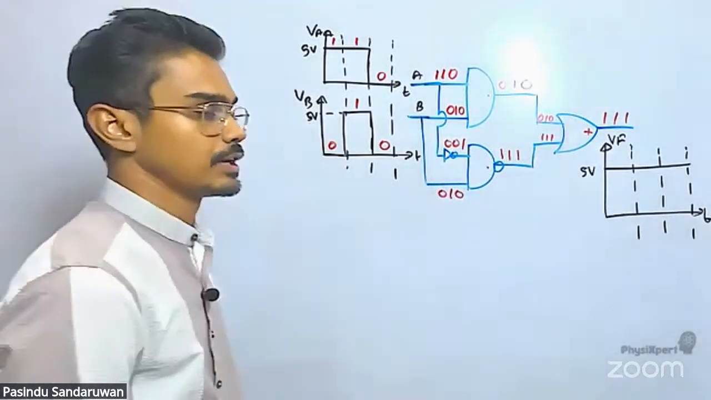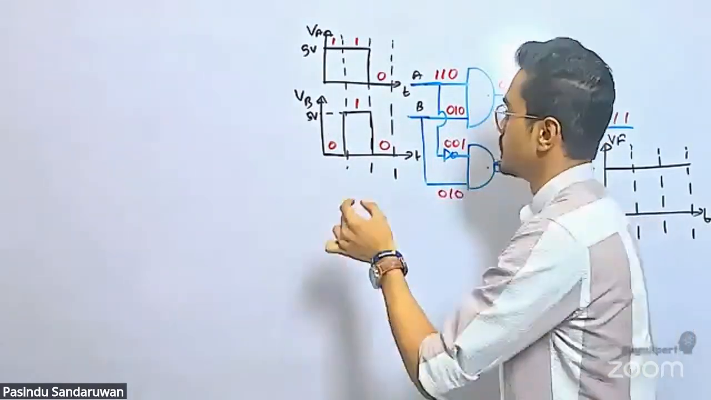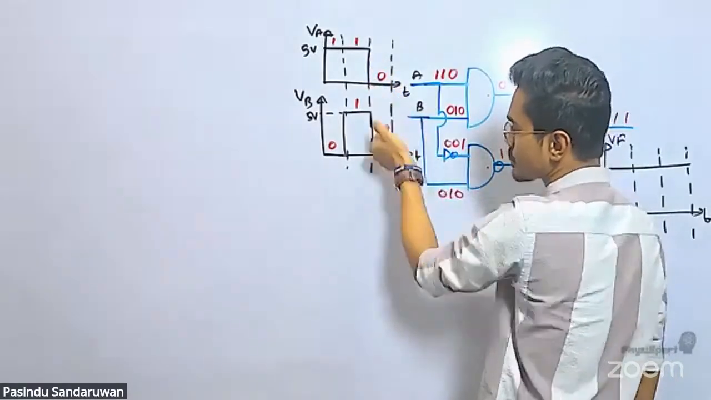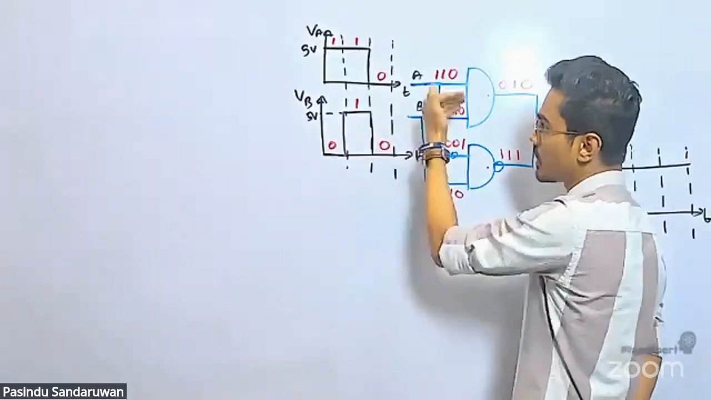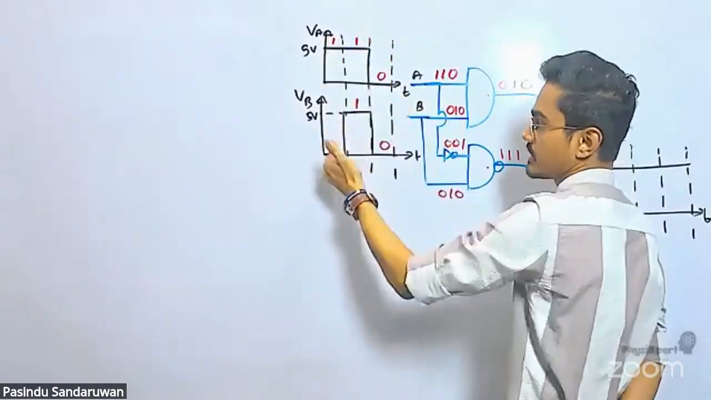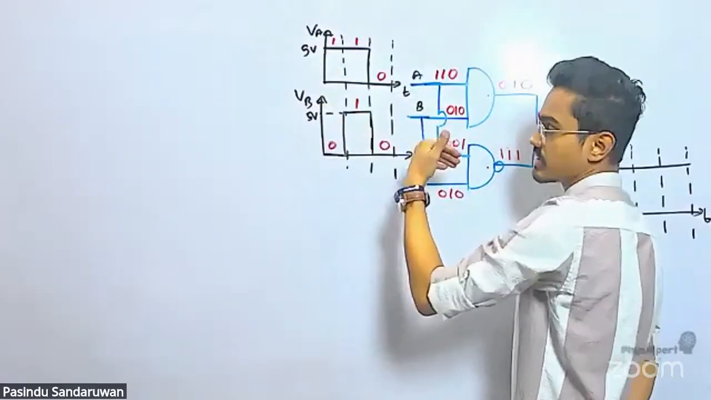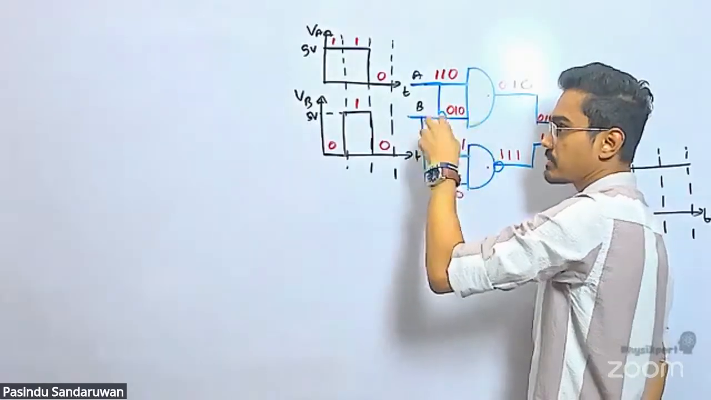Let me explain again. When you simplify the digits, it should be simplified based on this time interval. In the first second these two come into the gate, right? In the second second these two come in, right? In the third second these two signals come in, right? So these signals are time wise, right? So these two come at the same time.